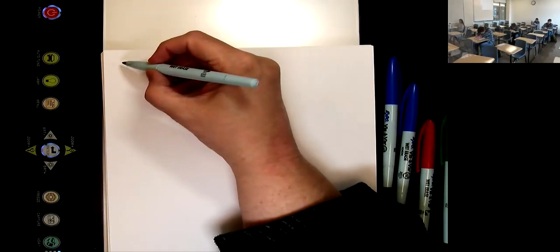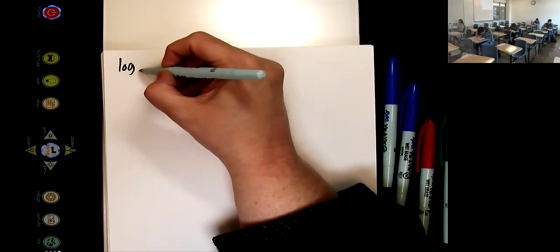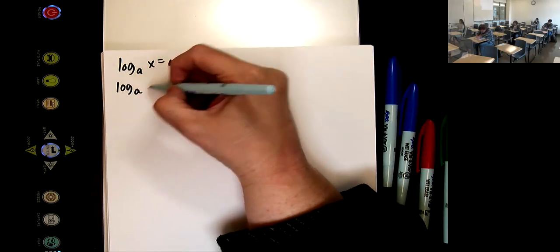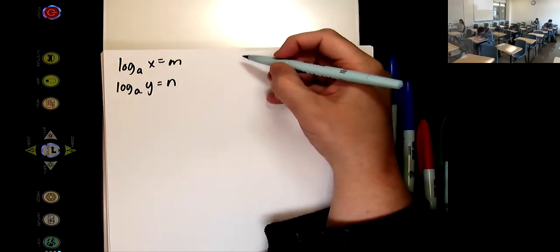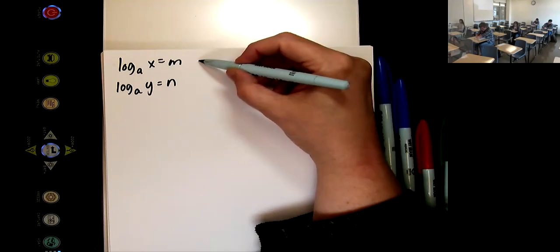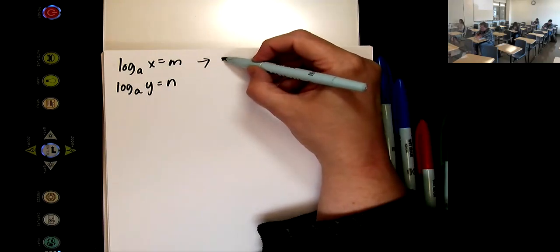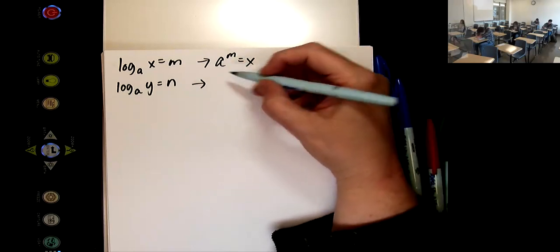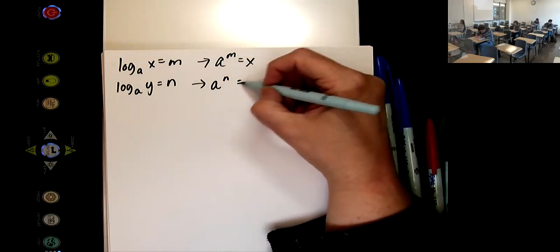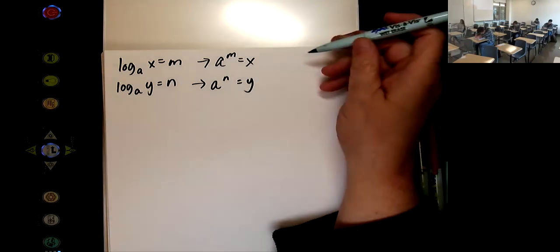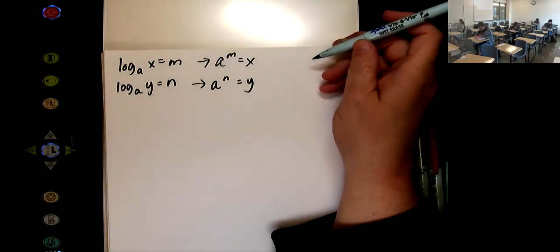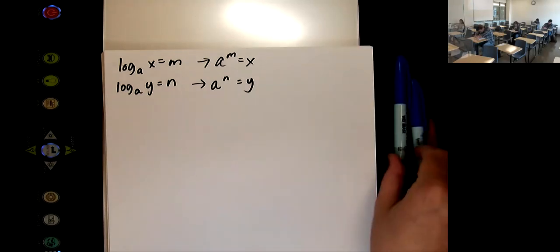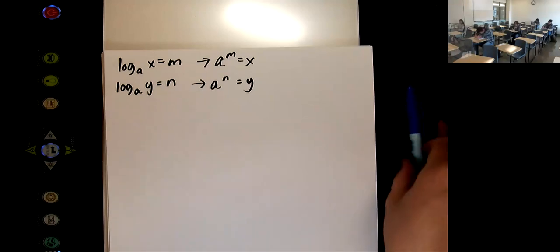Let's say I have log base a of x equals m, and I have log base a of y equals n. This is kind of like saying a to the m equals x, and a to the n equals y. That's our starting information.